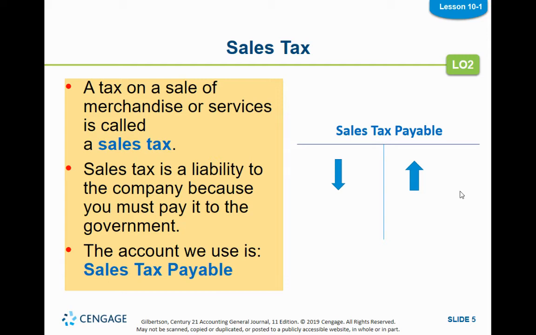So basically, you're going to collect that sales tax from your customers, and you're going to put it into an account called sales tax payable. That is a liability to you because you are going to have to pay it into the government eventually. So it's a liability. Liabilities have a normal credit balance.